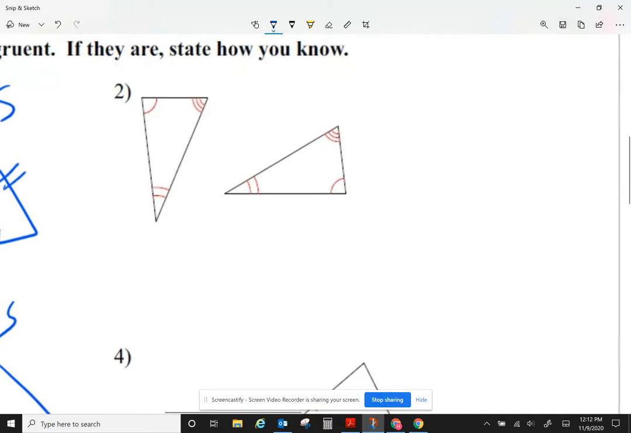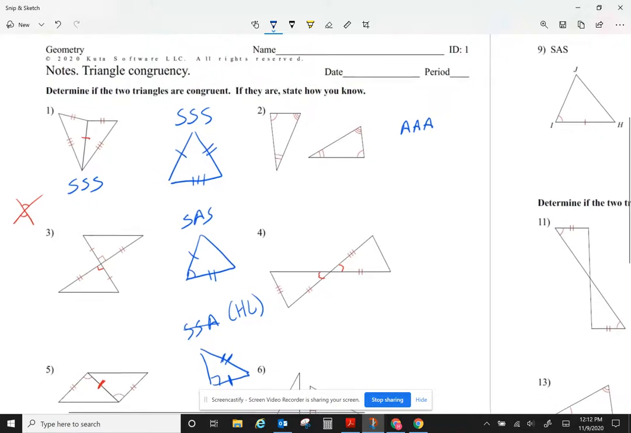I'm going to take a look at question number 2. I notice that I have the 3 angles marked. So for right now, let me mark angle, angle, angle. I have all 3 angles marked. Let me zoom out. I gave you the rules that worked. Angle, angle, angle is not one of them. Angle, angle, angle does not work. So I'm going to call this not congruent.